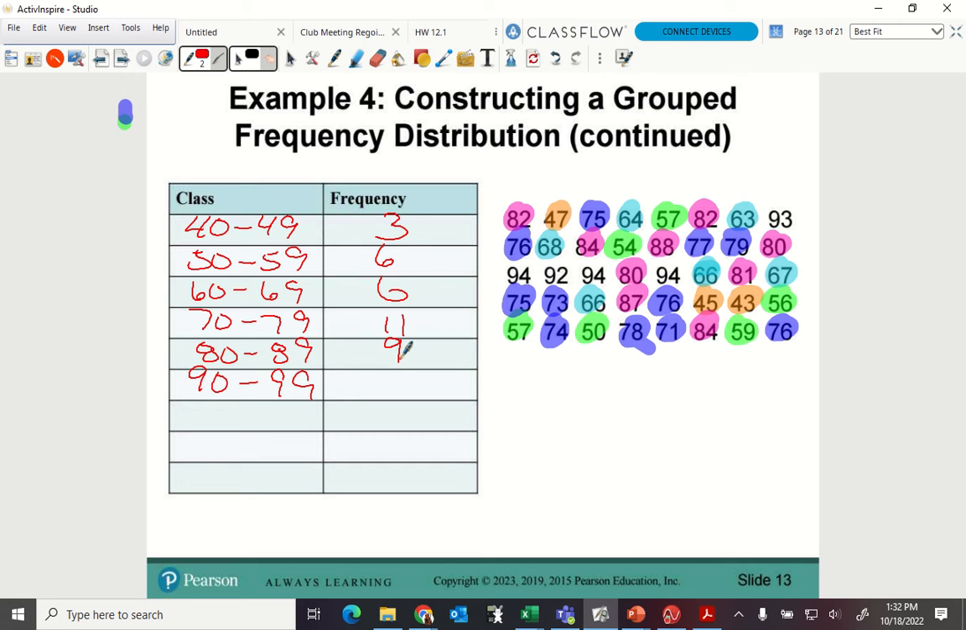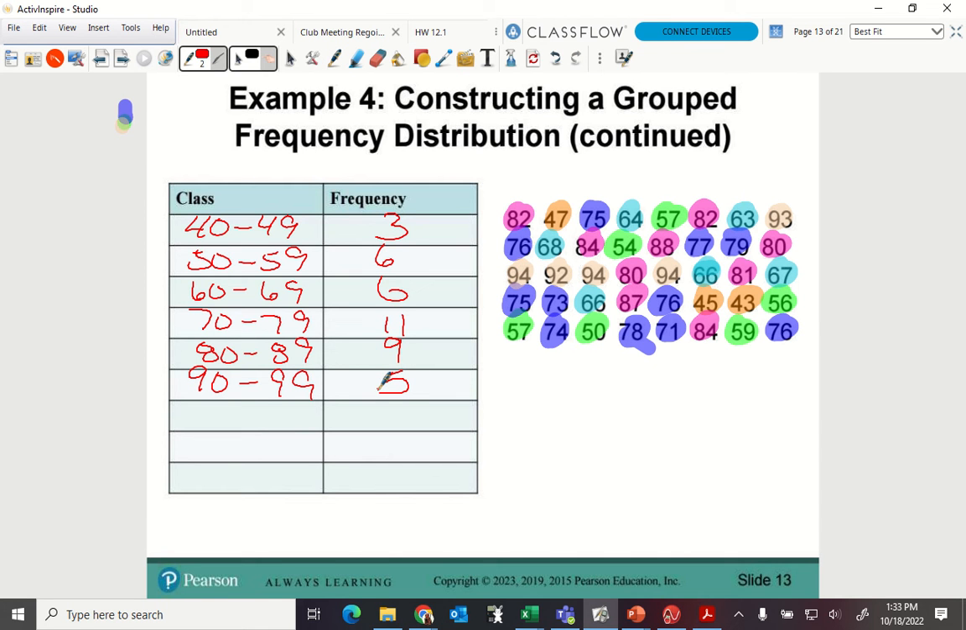And the last one is 90 to 99. 1, 2, 3, 4, 5. Should have 5 in that range. Let's go.